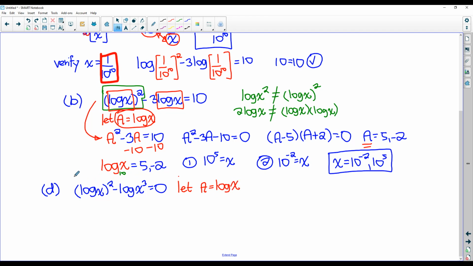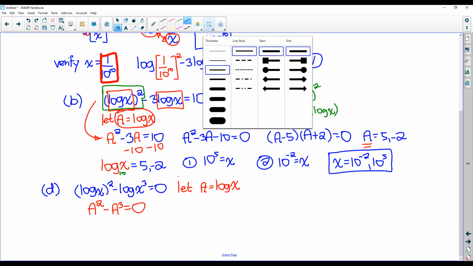So the log of x, that's all in brackets squared. So that's no problem. You can write that down as A squared. But the issue right here is that this is not log of x all to the power of 3. It's just the argument to the power of 3. So when they write down A squared minus A cubed is equal to 0, okay, that's wrong.